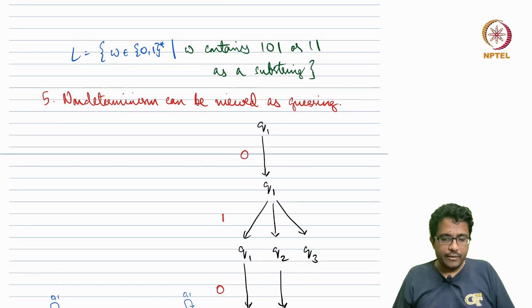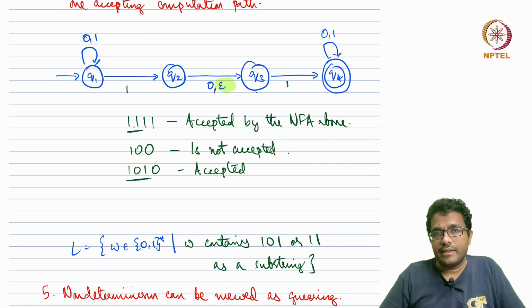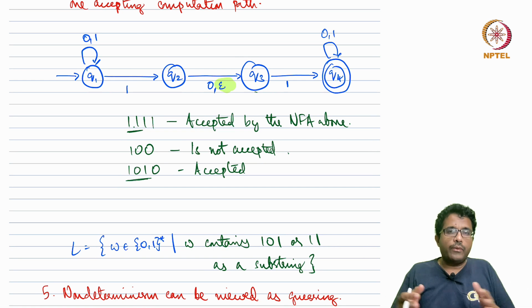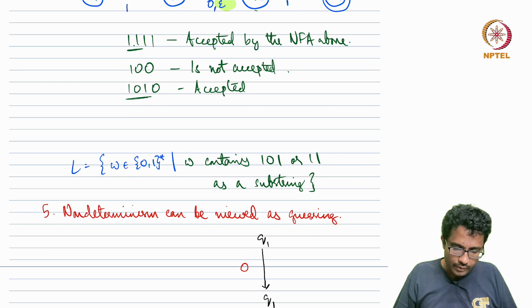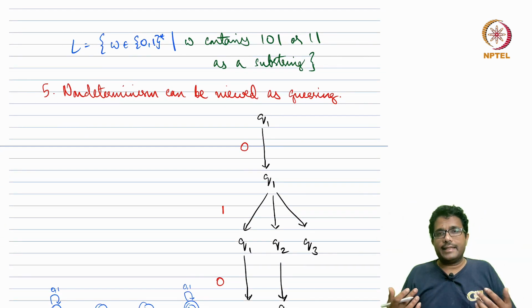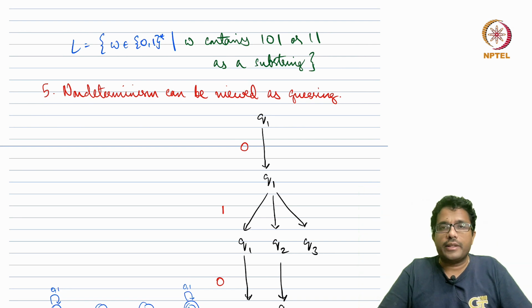So this is the idea of non-determinism. You see how even the same string presents us with multiple options, and you accept if any of the valid computations lead to accept. Non-determinism can sometimes be thought of as guessing. There are multiple options available, and the machine is able to guess the correct computation.